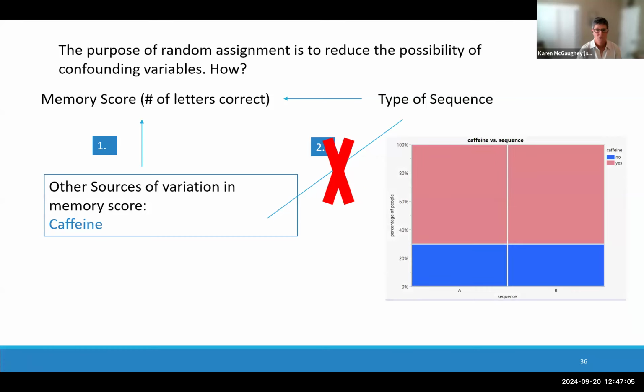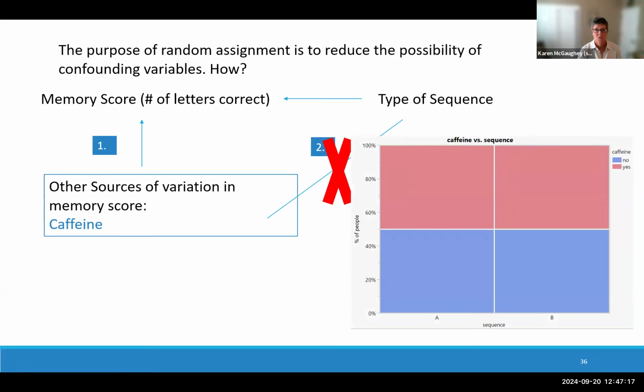So it could do something like that, or something like what we saw in the multiple variables applet with our own data. A lot of times students will think it has to do this: it has to create a 50-50 split within each sequence. And that's not true.